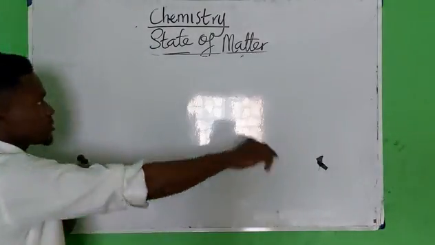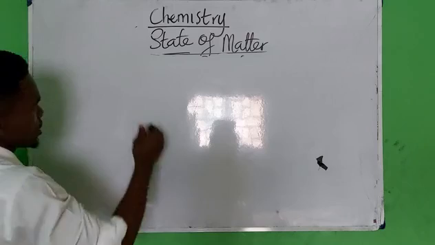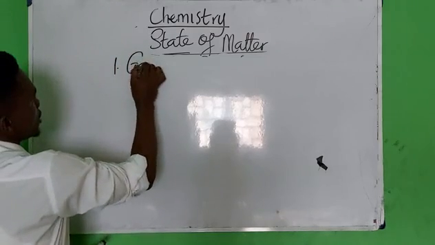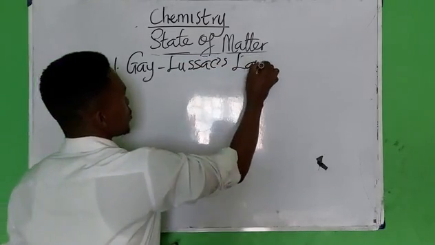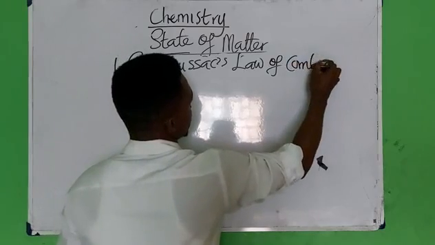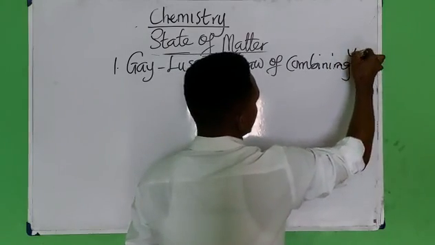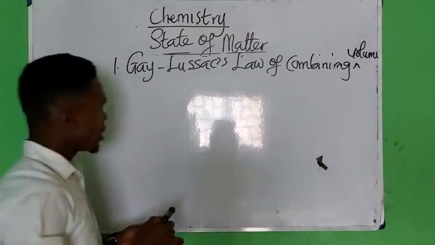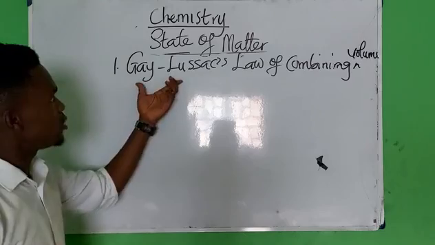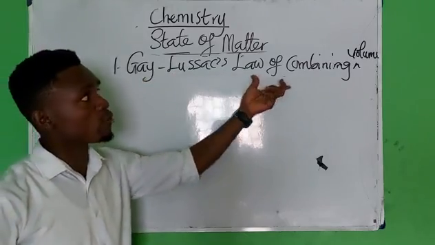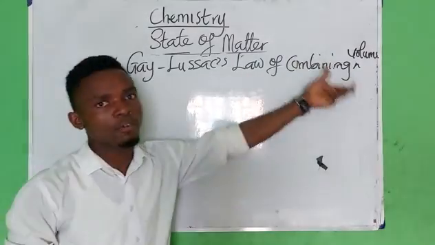So, in part 3 of this topic, we have 3 laws. Is it 3 now or 4? We have Gay-Lussac's law of combining volume. Gay-Lussac stated a law called the law of combining volume. You therefore say Gay-Lussac's law of combining volume.